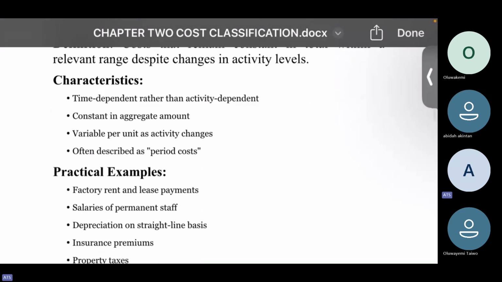So yeah, there are characteristics of fixed costs. It is time dependent rather than activity dependent. So here, yes, it's not that that rent cannot change. The following year, your landlord might decide to collect 120K instead of 100K.